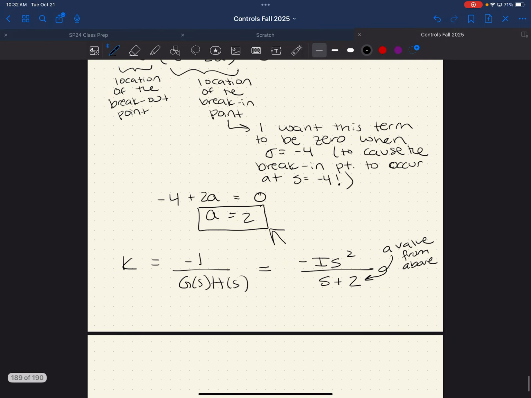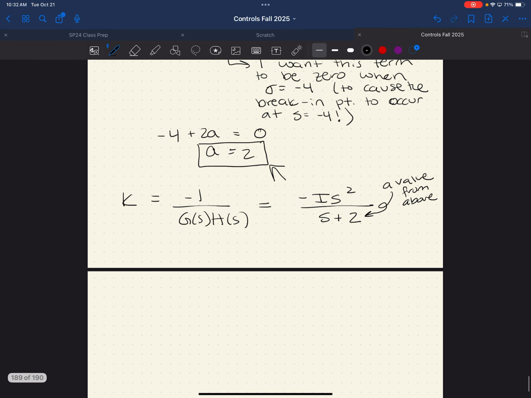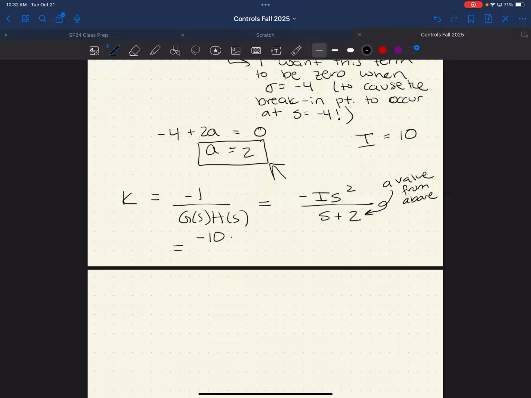Again, I want to know what my k value is when I'm exactly at that s value of -4. So let's plug in -4 and figure out our k value. Here we'll assume some value of our mass moment of inertia. Let's just say 10 for today. We'll say -10 times -4 squared over -4 plus 2. This should give me 160 minus 160 over -2, which gives me k equals 80.